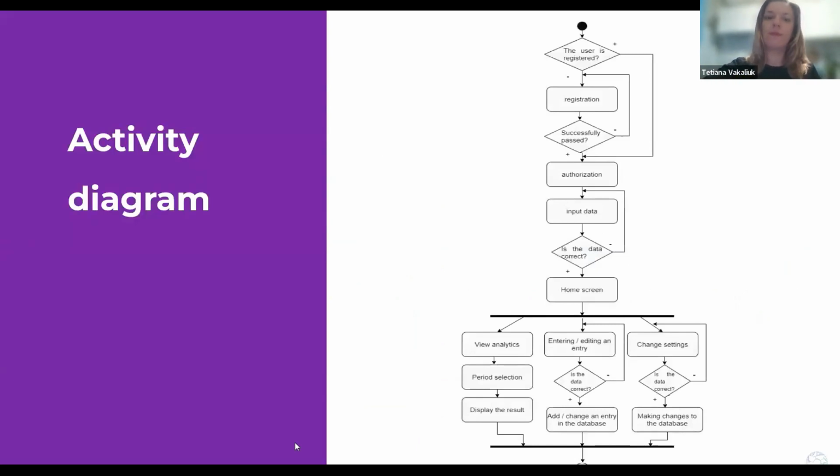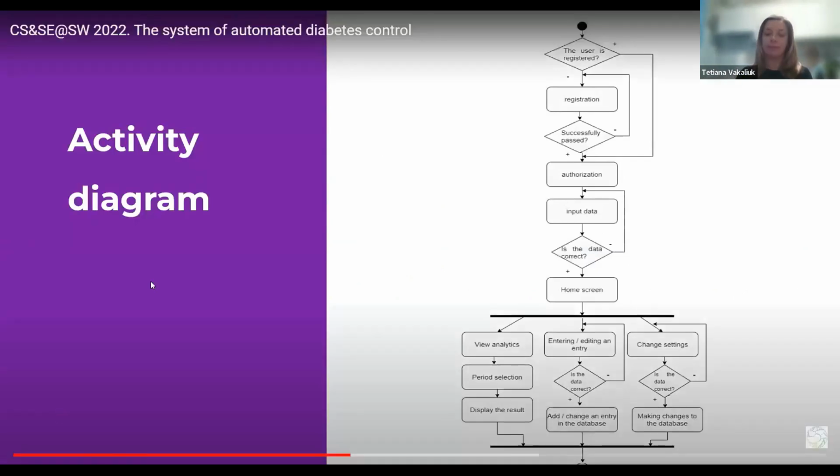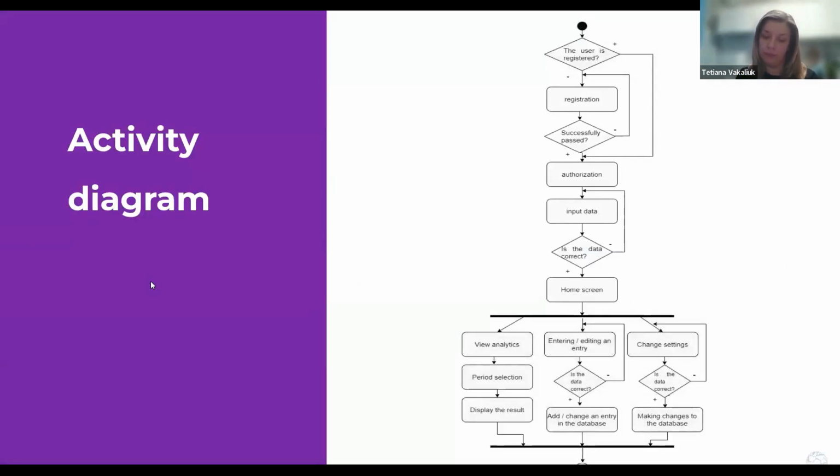The algorithm of the automated diabetes control system is presented in the figure. First, the user gets to the authorization screen. If he is registered, he can immediately pass it and get to the main screen. Otherwise, it is necessary to go through the registration process by filling out a standard form. The entered data are checked for validity and entered into the appropriate collection in the database.